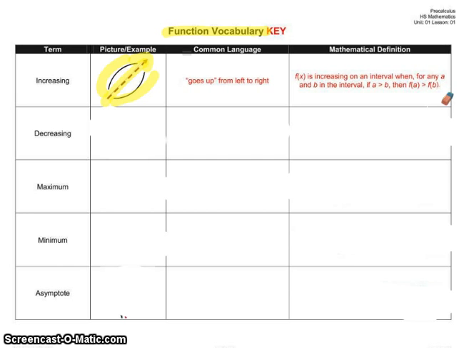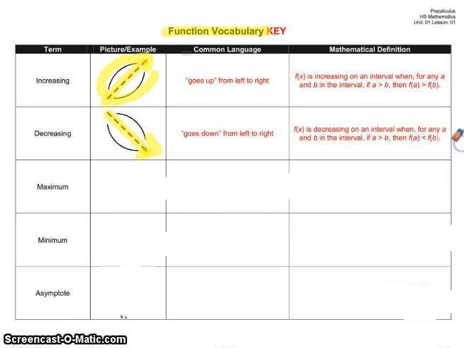Now, decreasing. Decreasing is going to be the exact opposite of increasing. As in, we know decreasing means something is going down. And so just like anything else in graphing, it means it's going down from left to right. So we need to make sure that's our common language. It's going to go down from left to right.